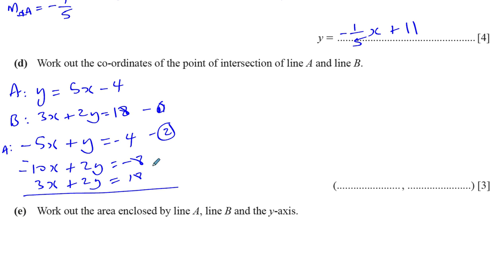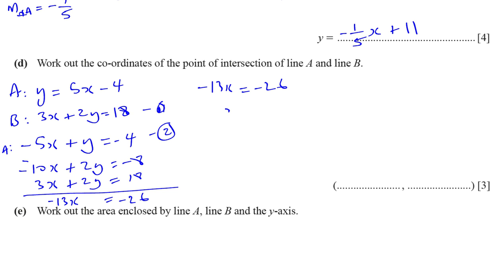So I can subtract them either way, this way or that way. Let's just do it the normal way that you're used to. Minus 10 minus 3 is minus 13, so you've got minus 13x. And you've got minus 8 minus 18, which is minus 26. So you end up with negative 13x equals negative 26.